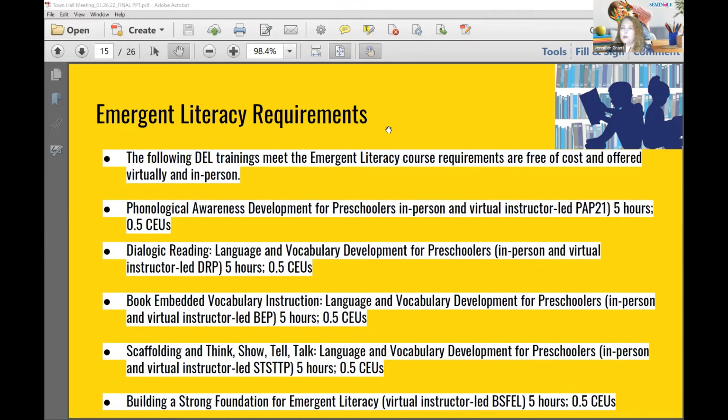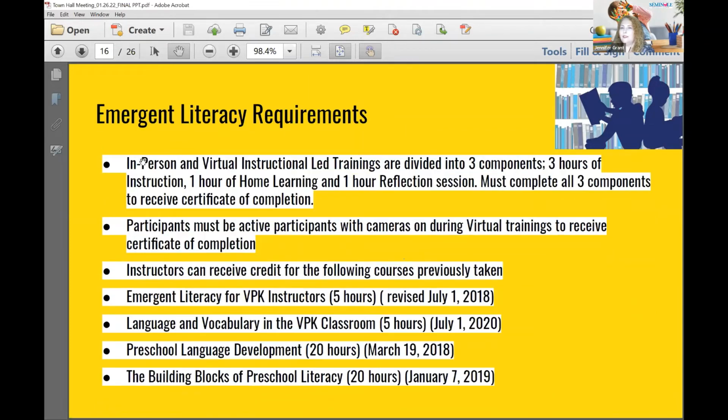I see some questions coming in, so I might be able to answer them with the next slide, and if not, we'll go back to your questions in a second. They're in-person or virtual, so you can do them either way. They're divided into 3 components: 3 hours of instruction, 1 hour of home learning, and 1 hour of reflection sessions. You must complete all 3 components to receive the certification of completion, and you have to be an active participant.